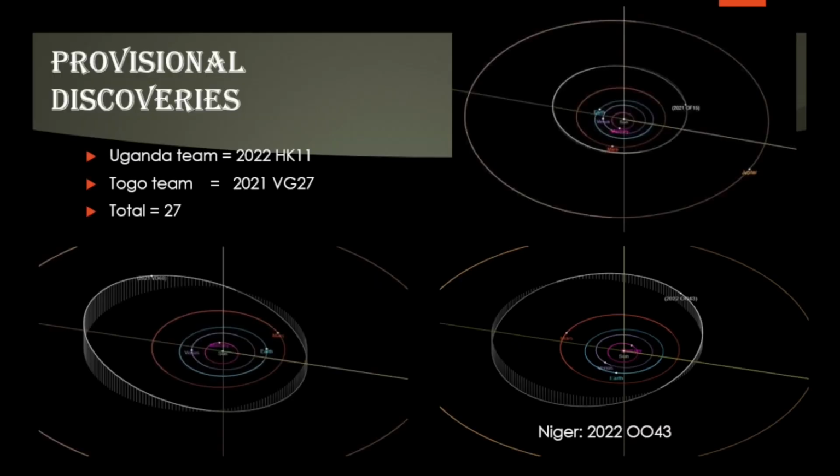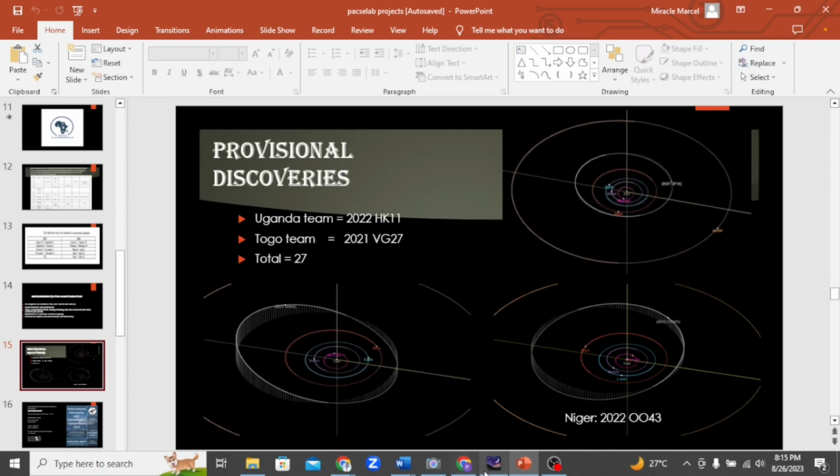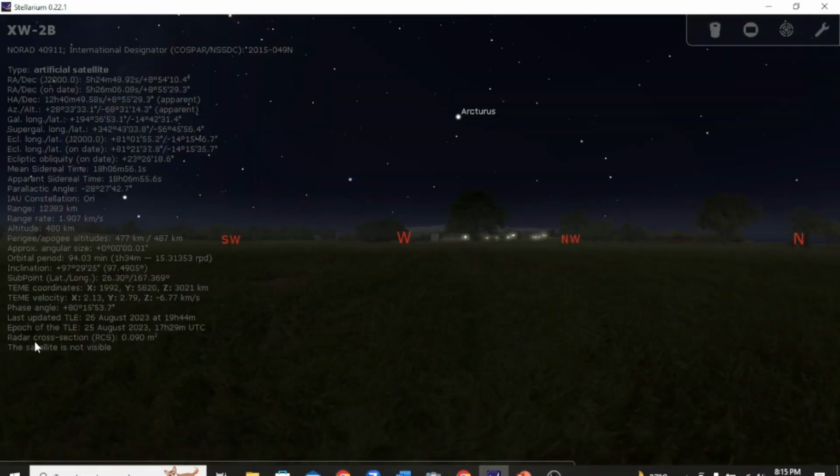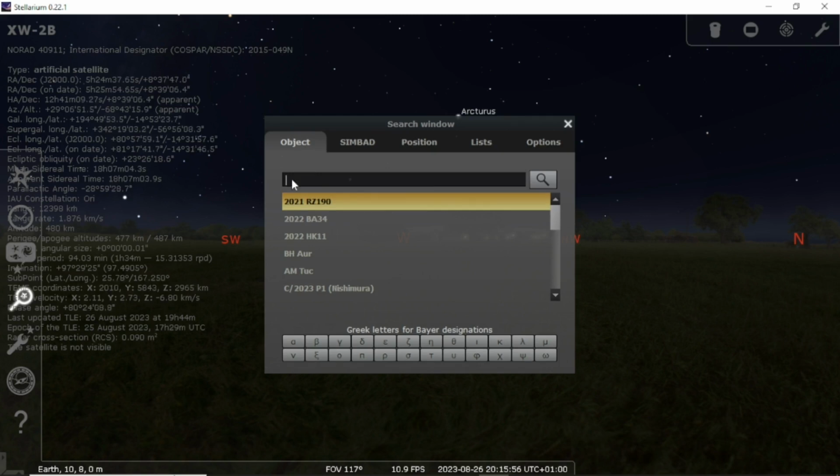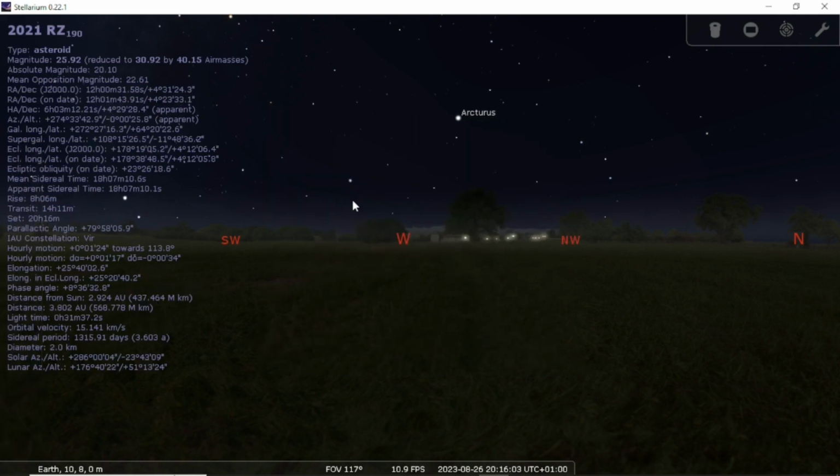So these are some of the asteroids that we have discovered in the previous times, and I would like to use Stellarium to view these asteroids. This is Stellarium. I believe you must have heard about it before. So I want to show you some of the asteroids that we have discovered before. So these are the ones I have searched. Let me click on it. I think this is below the horizon. Let me check for another one.